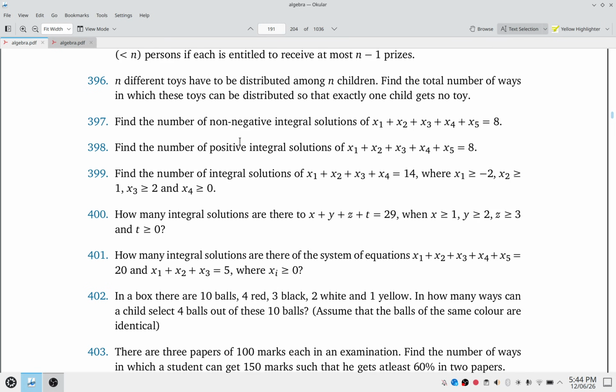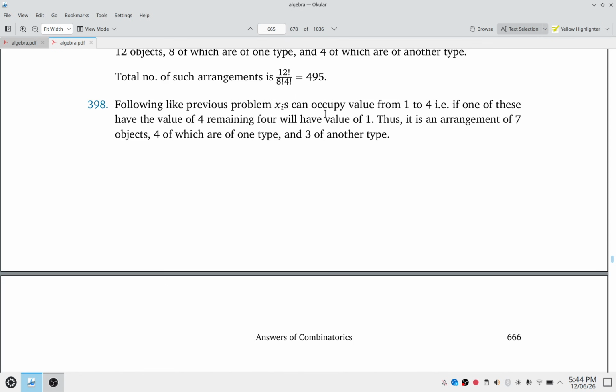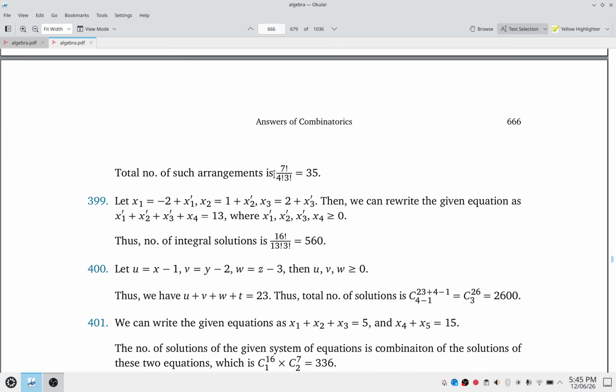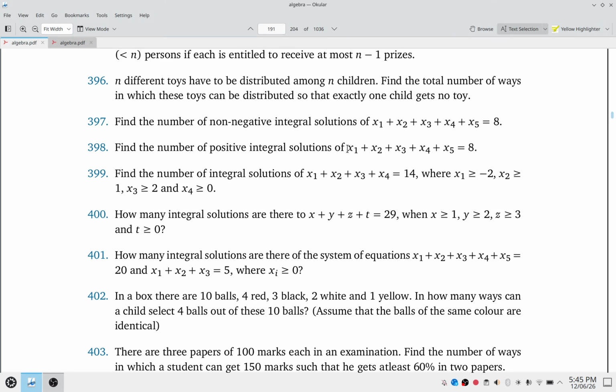Question 398 says that find the total number of positive integral solutions of x1 through x5 is equal to 8. So in this case it is positive. So like previous problem, xi's can occupy value from 1 to 4. If one of these have the value of 4, remaining 4 will have the value of 1. Thus, it is an arrangement of 7 objects, 4 of which are of one type and 3 of another type. So the arrangement is 7 factorial by 4 factorial multiplied by 3 factorial. So see, these are positive. So you take one from each and subtract on that side.